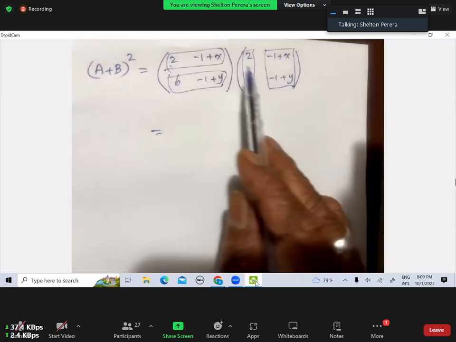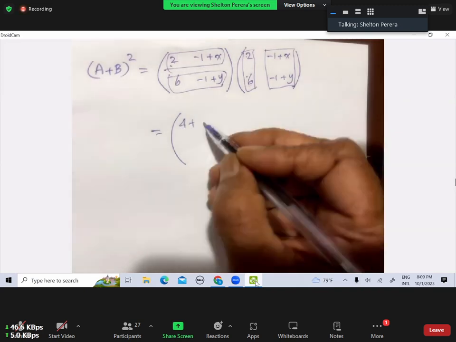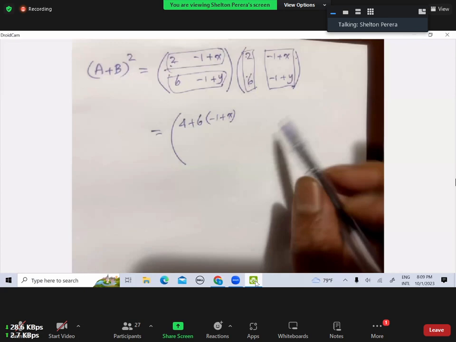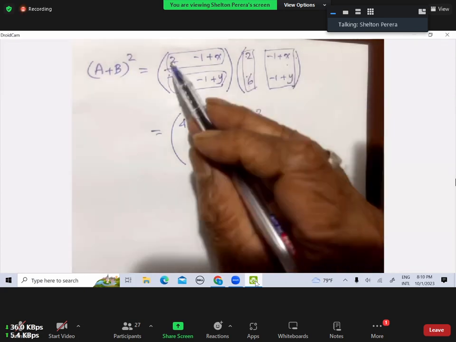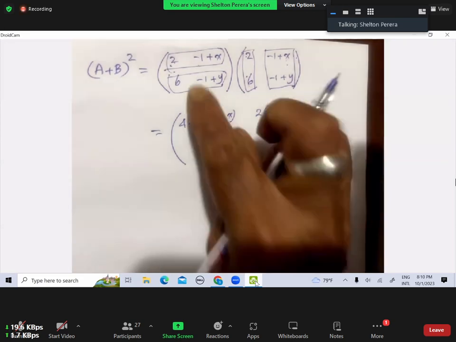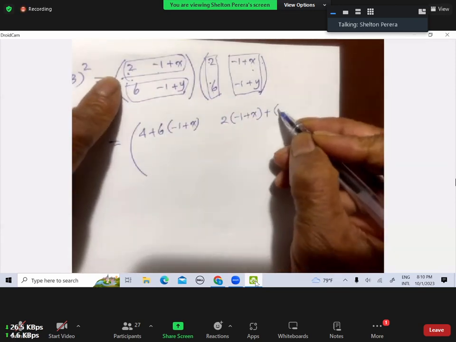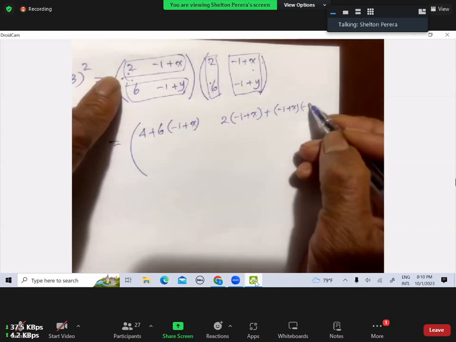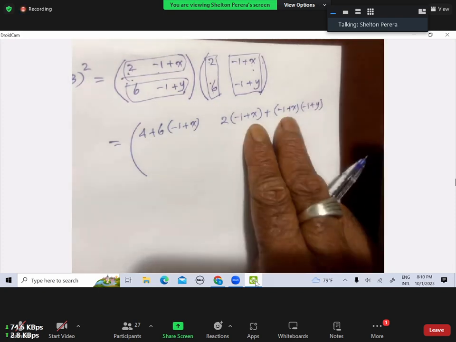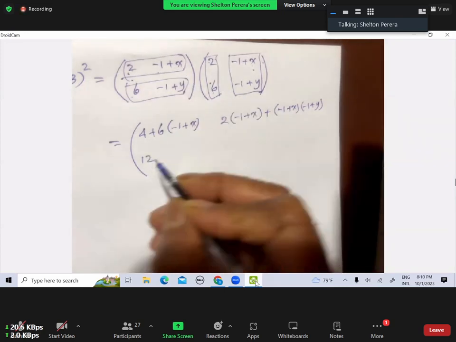How do you do this? This times this. 4 plus 6 times negative 1 plus x. That is 1 entry. This times that. That is going to be 2 times negative 1 plus x. Sorry, 2 times that. This times that, plus negative 1 plus x times negative 1 plus y. This times that, this times this. That is the second entry. Then this times this, 6 times, that is 12. That's all we need actually.